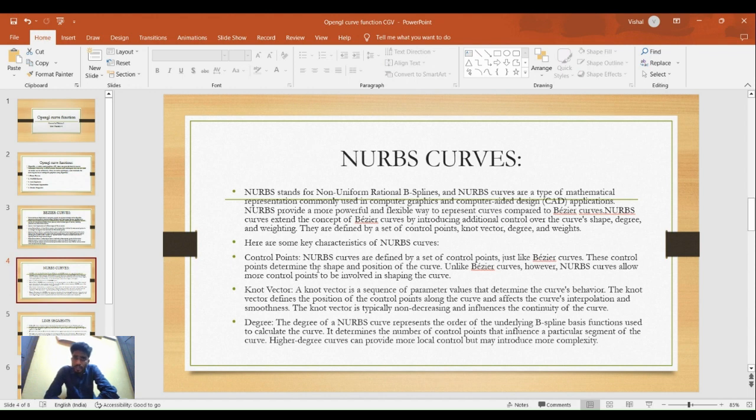Degree. The degree of a NURBS curve represents the order of the underlying B-spline basis functions used to calculate the curve. It determines the number of control points that influence a particular segment of the curve. Higher degree curves can provide more local control but may introduce more complexity.